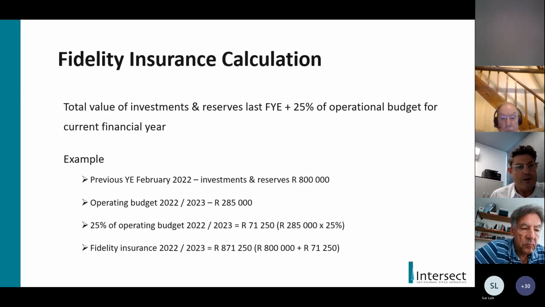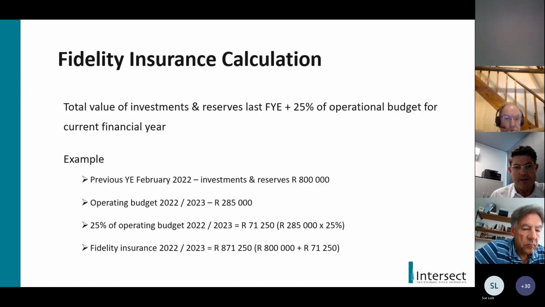As an example, you'll see there the previous financial year was 2022. This scheme had investments and reserves of 800,000 Rand. The operating budget for the next financial year is 285,000 Rand. 25% of 285,000 Rand equals 71,250 Rand. So the Fidelity insurance for this scheme for the 2022-2023 year should be 871,250.